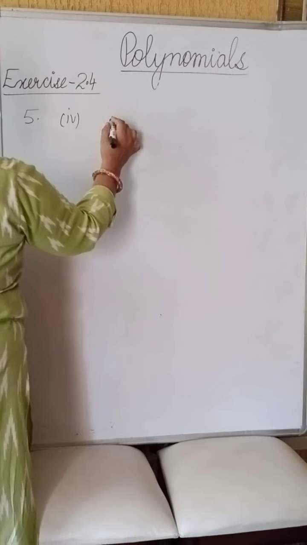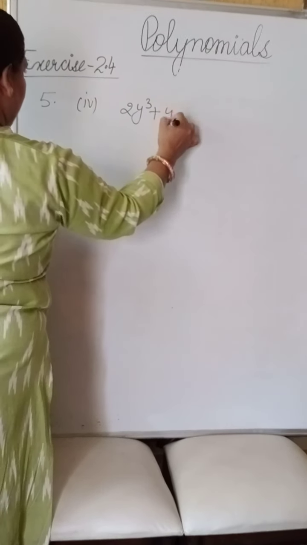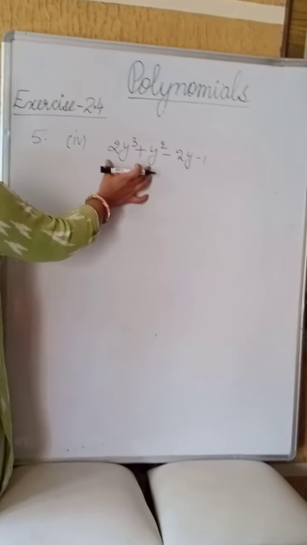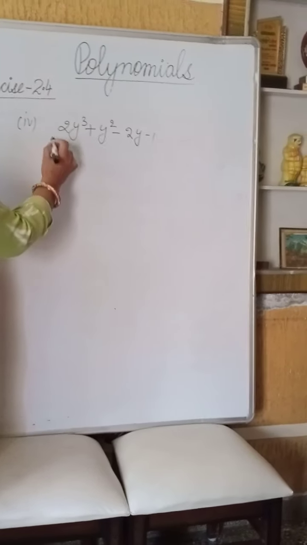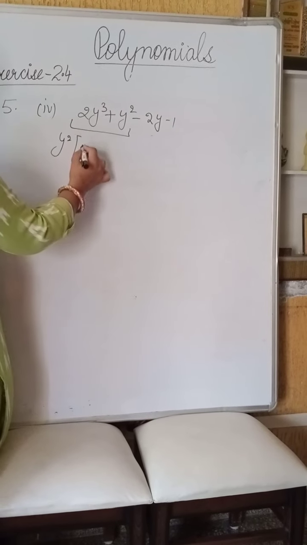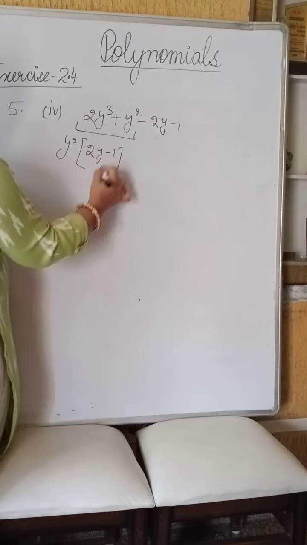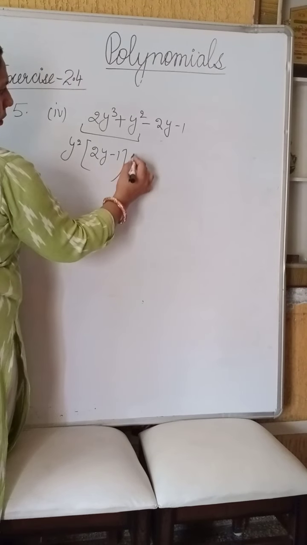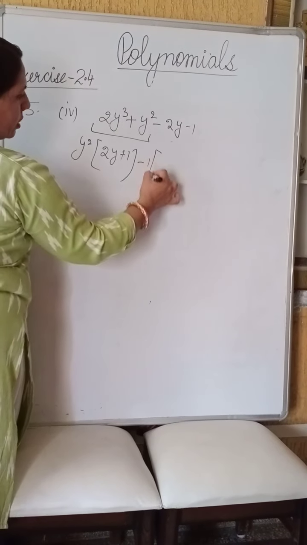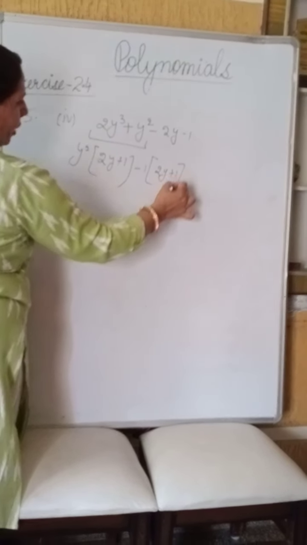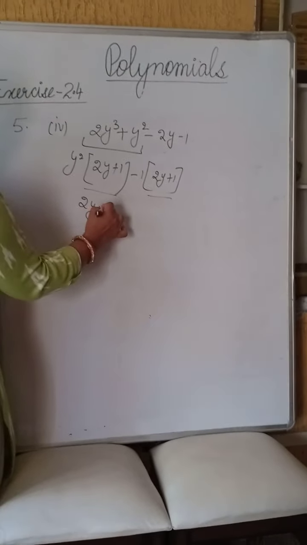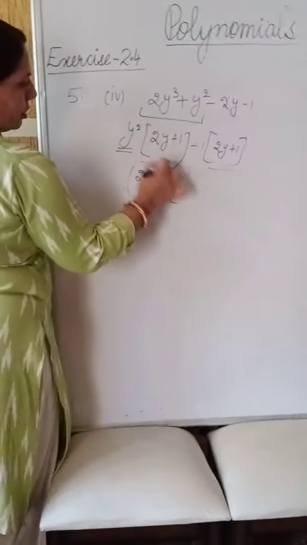So what is that? 2y cube plus y square minus 2y minus 1. You can see students, total 4 terms are there, and from these 2 what can you take common? y square. So what is left behind? 2y minus 1. And from here 2y plus 1. From here you will take minus 1. The thing will be 2y plus 1. This is same. Take this outside. What is left? Only y square.